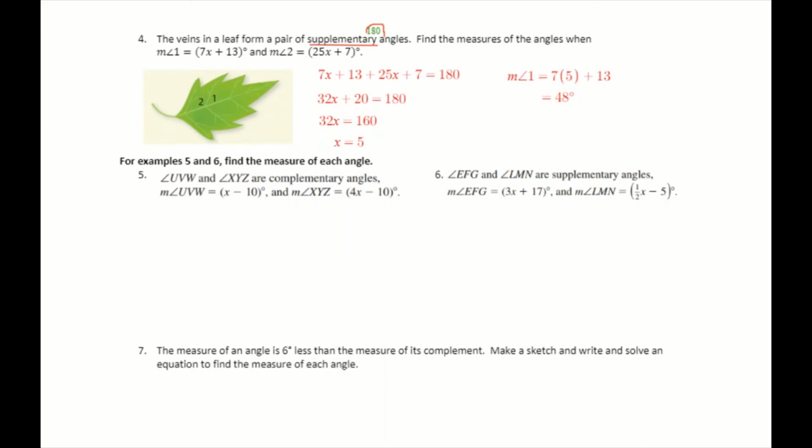Oh, that is not a box. Okay, let's try that again. All right, there we go. Well, not really good. There we go. All right, so that's the measure of angle 1.